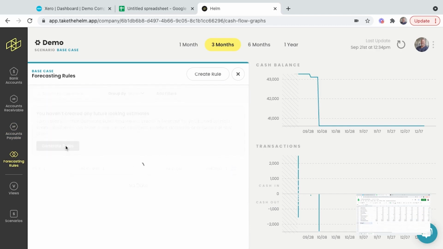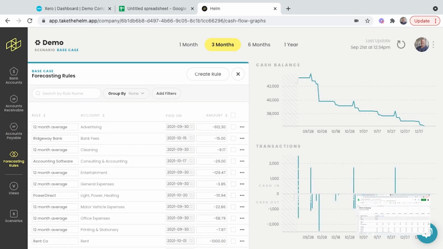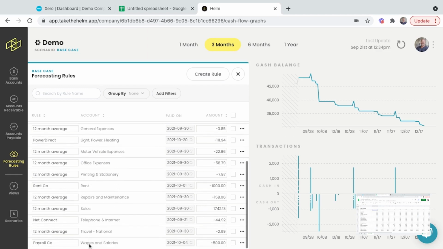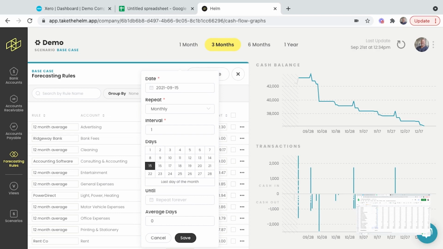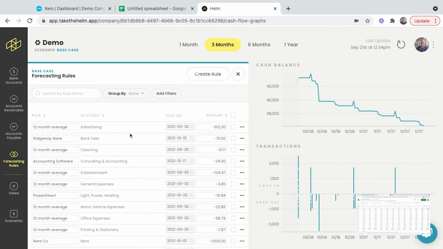So here we're going to generate rules, and essentially what that is doing is Helm's going into bank accounts, credit cards, as well as profit and loss statements. And it's looking at what happened. And so we pulled out recurring entries like bank fees. We pulled out a recurring entry like light, power, and heating. And we pulled out rent, as well as other items like telephone and internet and salaries and wages. So it's pulled out all recurring entries, and it's actually got the timing for it. So in this case, bank fees happen on the 15th of every single month, and it's set up the forecasting logic for us. We don't have to do that.